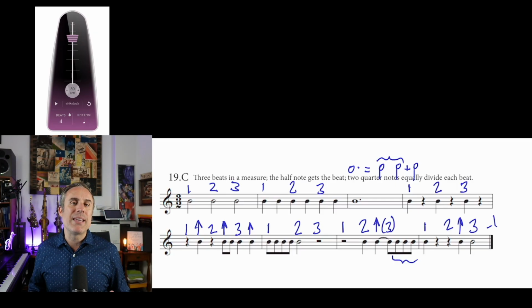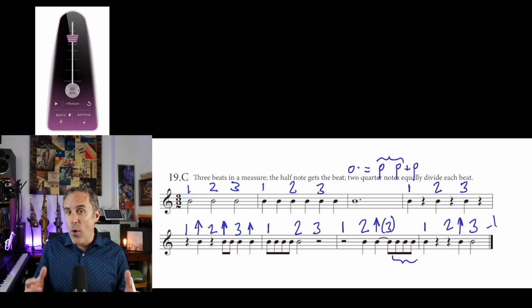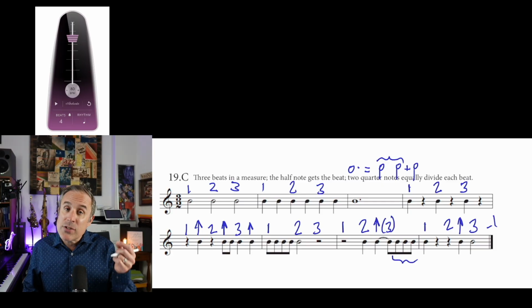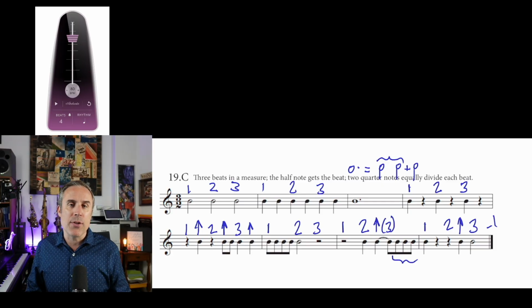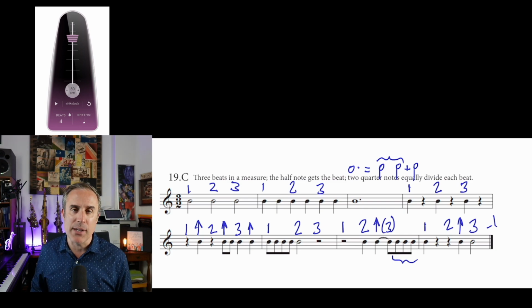I hope you're beginning to wrap your head around looking at these measures with the half notes getting the beat and the quarter notes getting the subdivision. Eighth notes, although they may feel and sound like 16th notes, they're still going to be said as eighth notes. They're going to be said as T, T. Okay? All right, we've analyzed this a bunch here. Let's go perform it with a metronome and see what it sounds like.